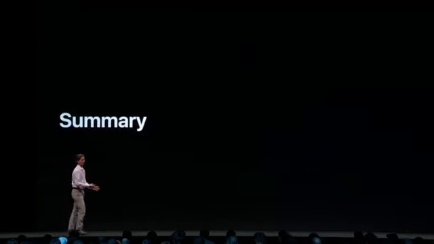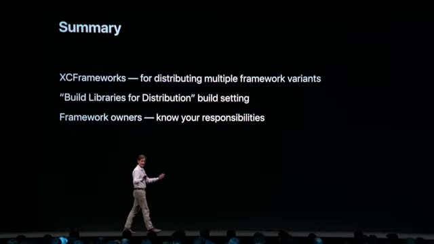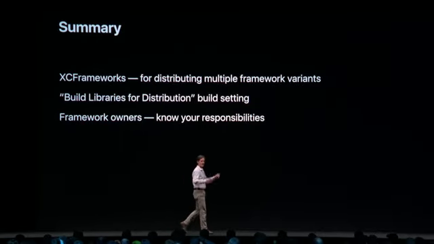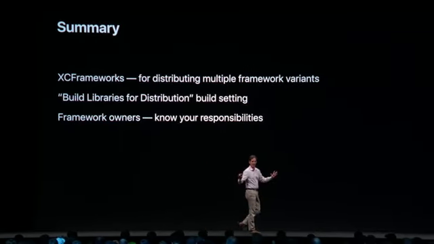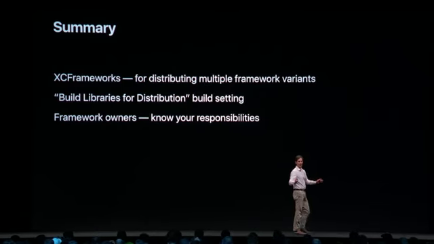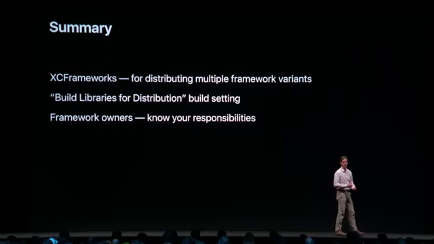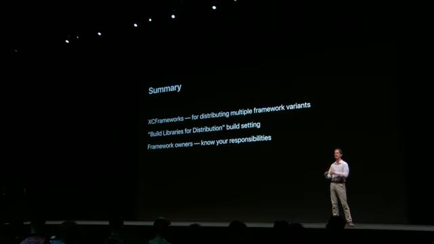So let's wrap things up. We talked about a lot of things today, but the most important is XCFrameworks. They're the new bundle format for distributing multiple framework variants in a way that's super easy for your users to use. In order to build an XCFramework, you'll need to turn on the Build Libraries for Distribution build setting, which activates everything that you need to get a proper binary-compatible framework. And as framework owners, make sure that you know the responsibilities that you have to your clients so that you can serve them the best.